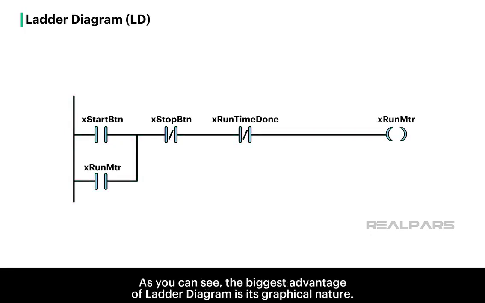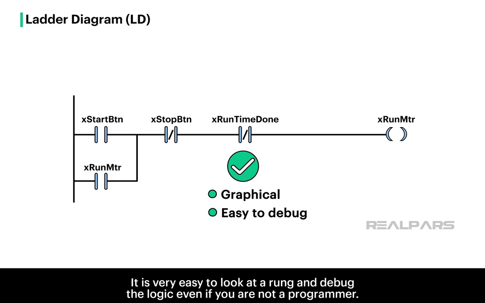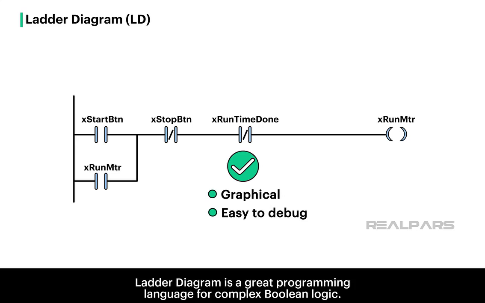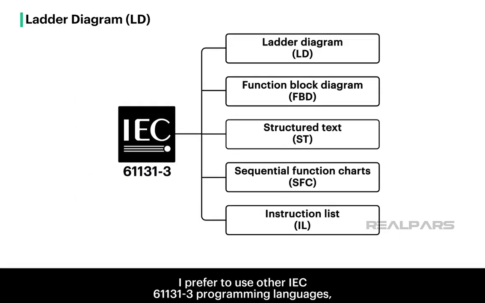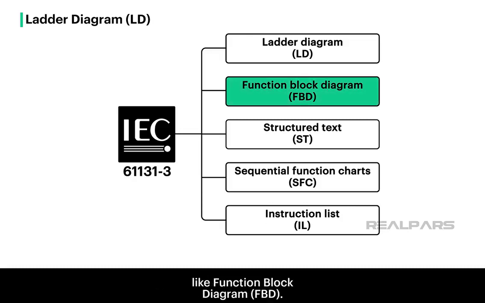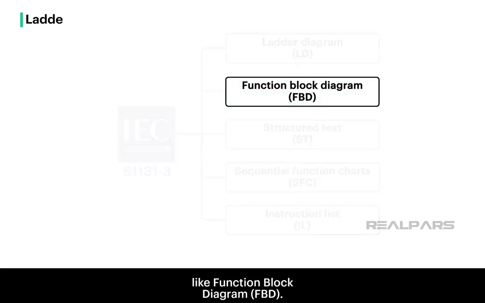As you can see, the biggest advantage of ladder diagram is its graphical nature. It is very easy to look at a rung and debug the logic, even if you're not a programmer. Ladder diagram is a great programming language for complex Boolean logic. For other applications, I prefer to use other IEC 61131-3 programming languages, like Function Block Diagram, or FBD.